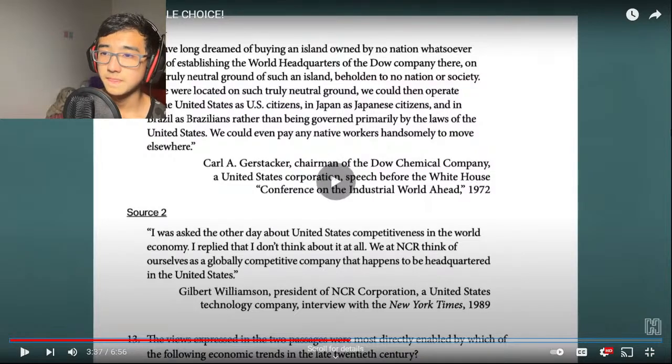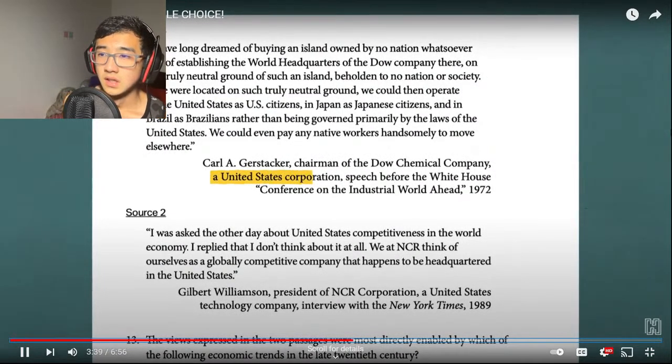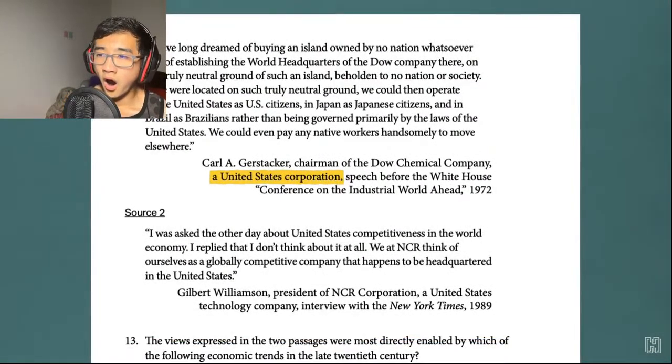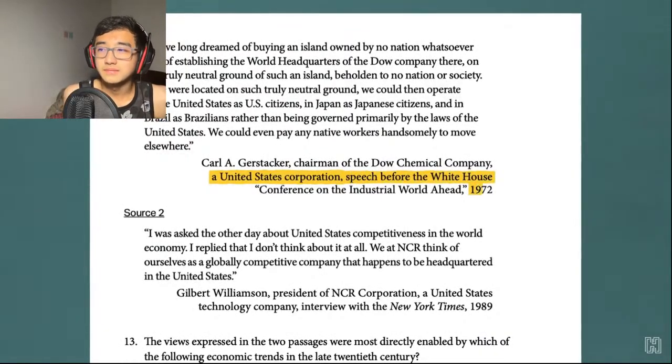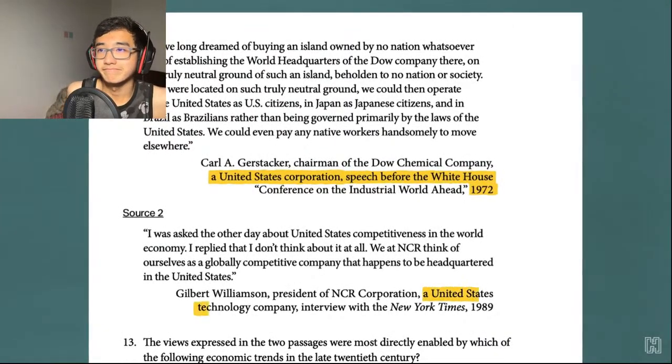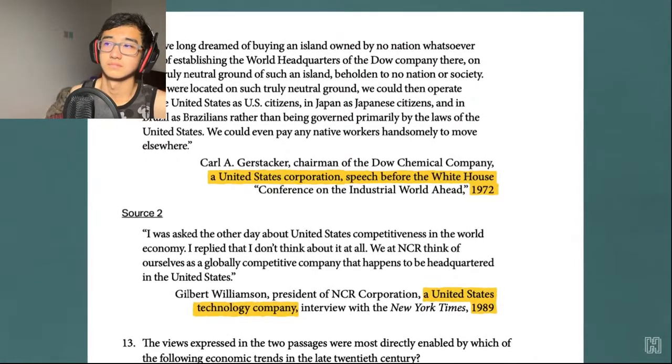Okay. Contributions on both. This is a United States corporation. It's a speech before the White House, and it happens in 1972. This one is another United States corporation. It happens in 1989. So if you read through these, what you're going to find is that there are two stimuli about the desire for large corporations to be without regulation in the globalized economy. So first question based on that.